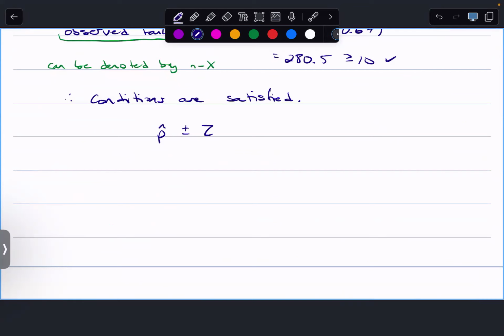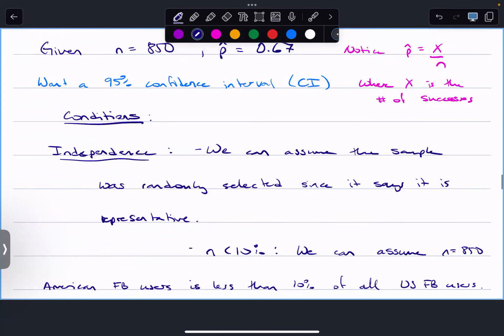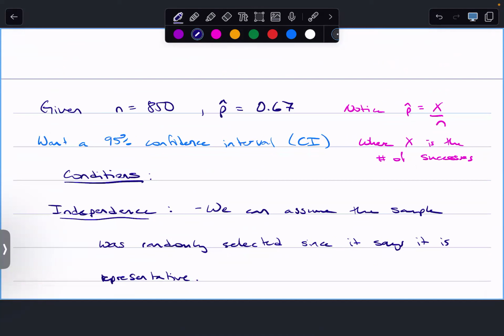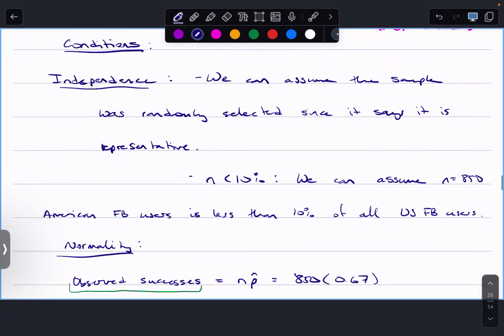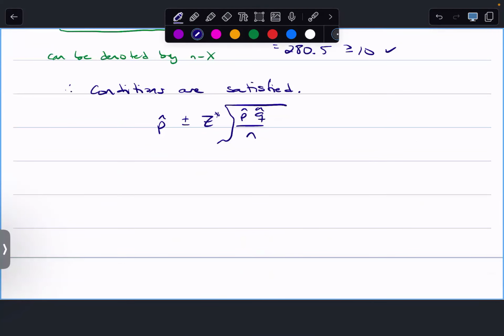p hat plus or minus z star times the square root of p hat q hat over n. Sorry, there. p hat is capital X over n. Nice. It's only because I can feel time breathing down my neck. Okay. We need z star, right? Even though we were given very limited information, we have n and we have p hat, essentially. And then we're asked to build a confidence interval. So I have p hat, which means I have q hat, 1 minus p hat, and I have n. So I have all the things that I need. It's just the z star for a 95% confidence interval.